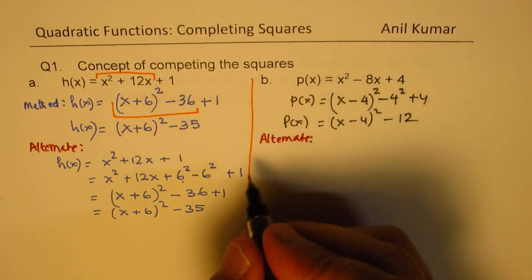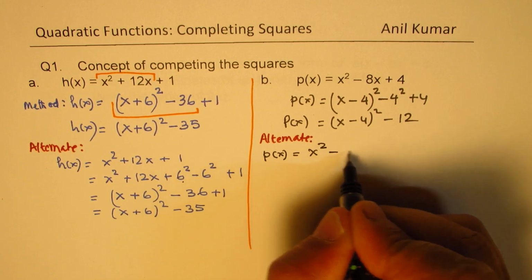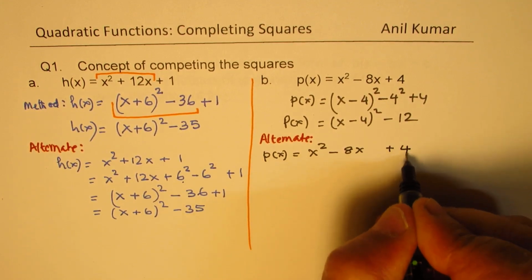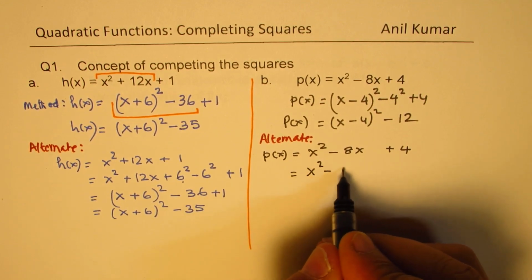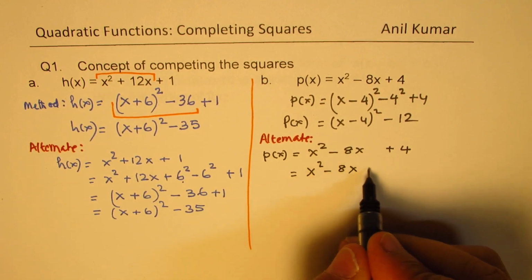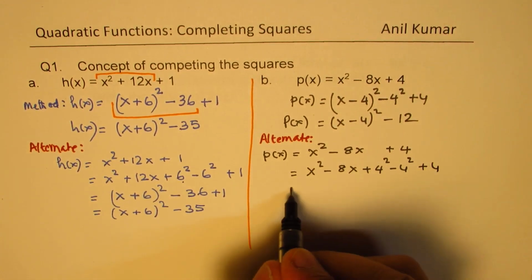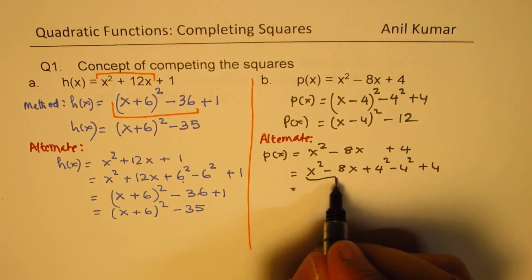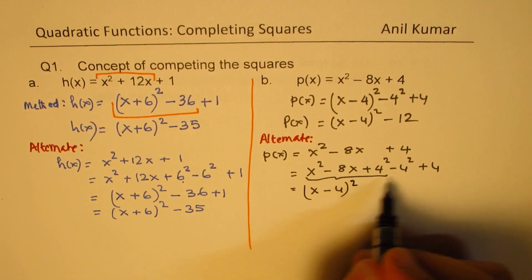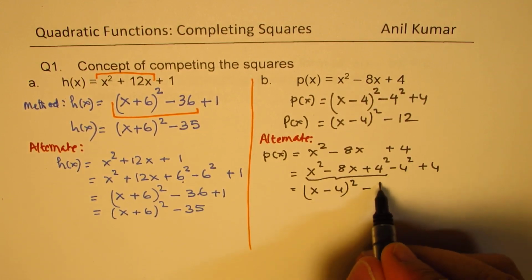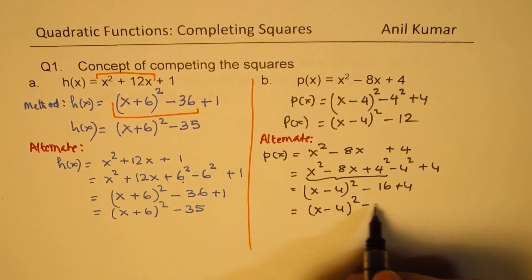Perfect. Now the alternate method is that we're given the function x squared minus 8x plus 4. In this case the coefficient is 1, so we'll directly write half of 8 is 4. We'll add 4 square and subtract 4 square, and we have plus 4 already there. Now these three terms form a perfect square, x minus 4 whole square, and we are left with minus 4 square, which is 16, plus 4. And now we could write this as x minus 4 whole square minus 12.